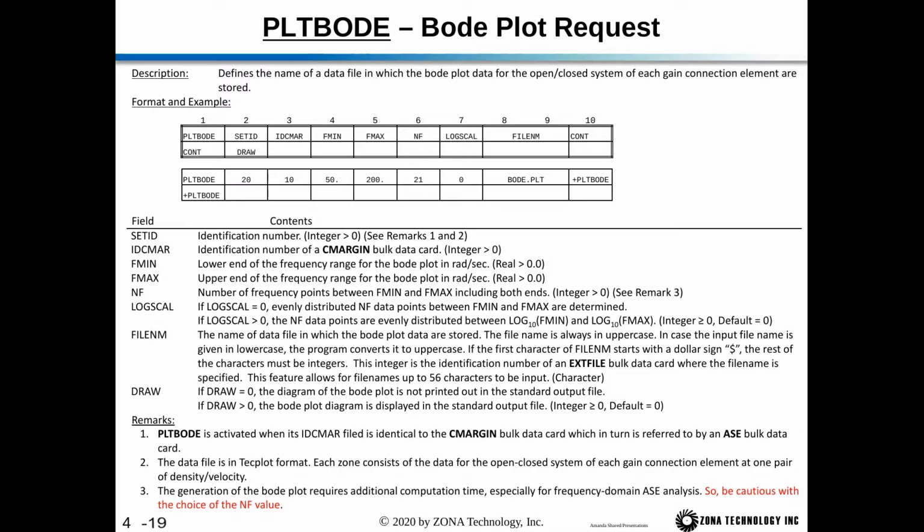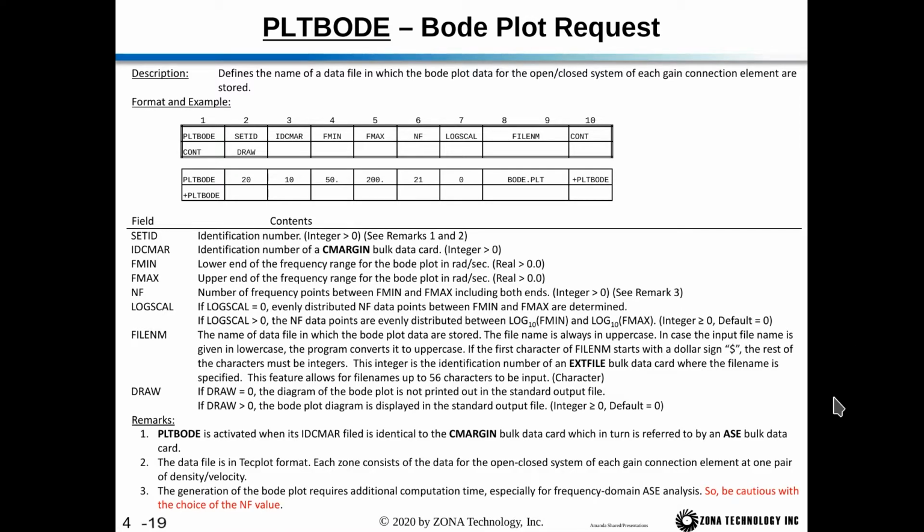Log scale is a flag, so for log scale equals 0, we have evenly distributed NF data points between FMIN and FMAX, and for log scale greater than 0, then the NF data points are evenly distributed in the log scale. File name is the name of the data file, and then lastly, draw is another flag. If draw equals 0, the diagram of the Bode plot is not printed out on the standard output file, which is the default, and if draw is greater than 0, then the Bode plot diagram is displayed on the output file using ASCII art.